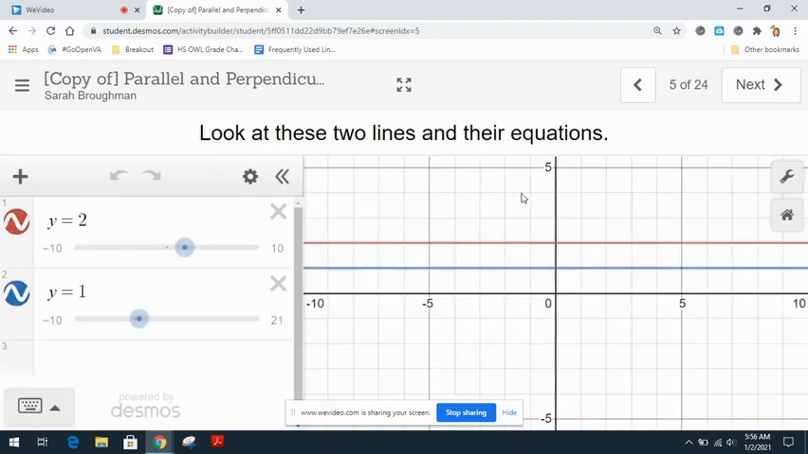And I look at these 2 lines. Again, they are parallel. They never cross or touch. They say y equals 2 and y equals 1. Their slope is 0. So they have the same slope, but different y-intercepts.